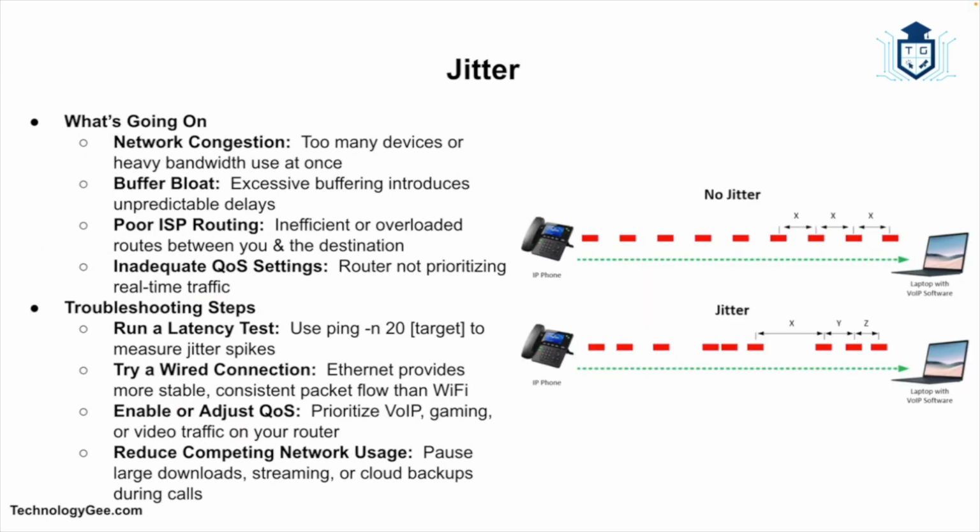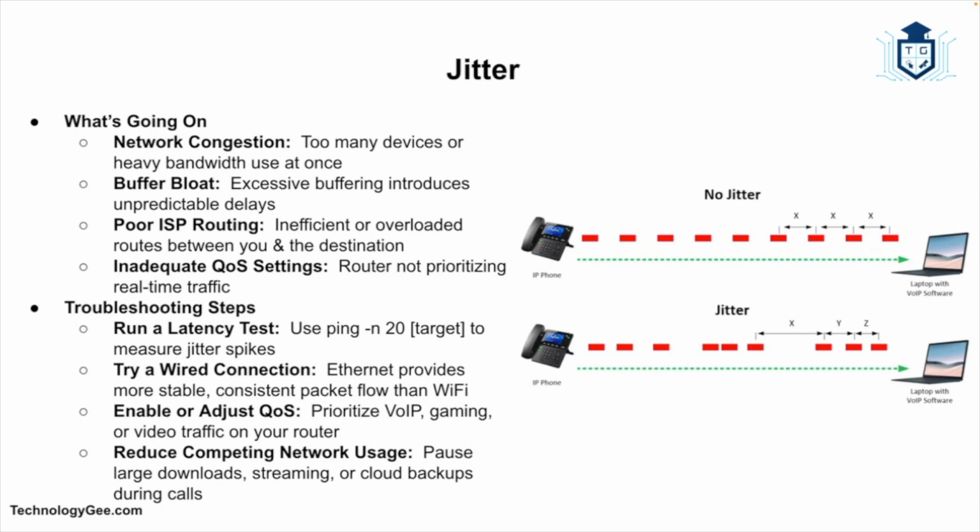Then there's the issue of jitter. So inconsistent delays in packet delivery, that is jitter, and this can ruin a VoIP call, online gaming, or video conferencing. So what's really going on here? Well, you're dealing with network congestion, you're dealing with buffer bloat, you're dealing with poor routing by your ISP, or inadequate QoS settings.